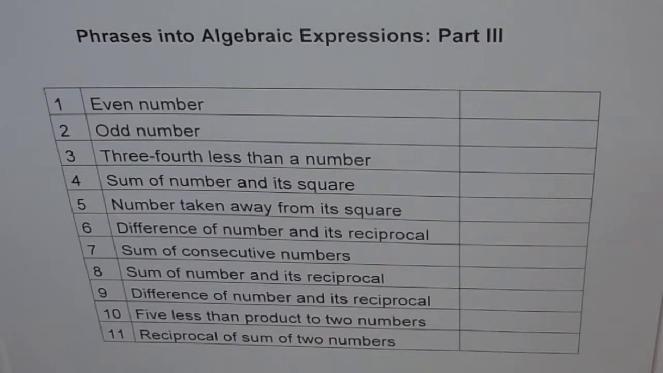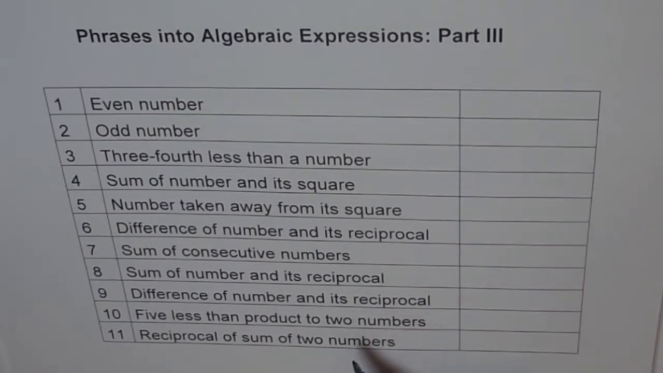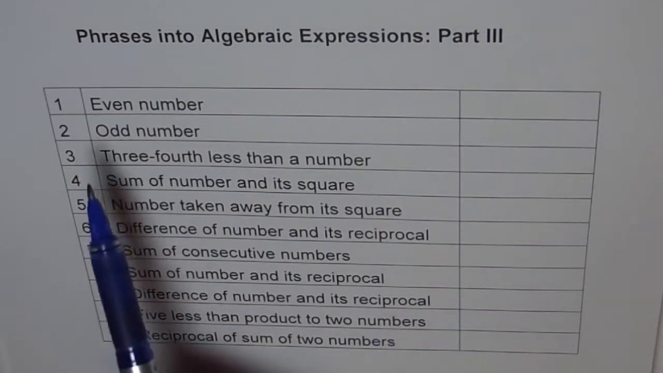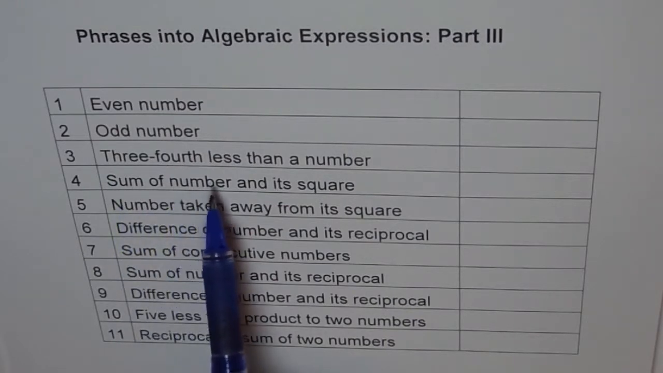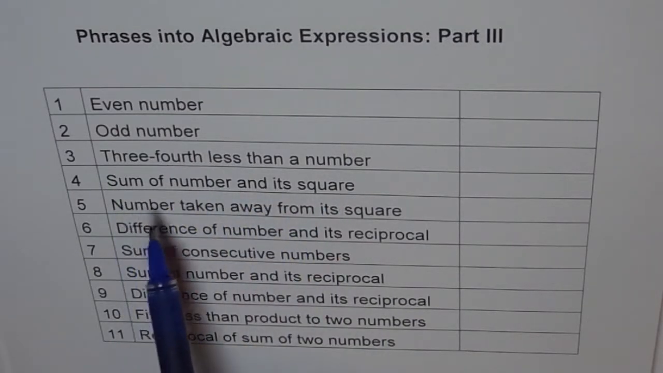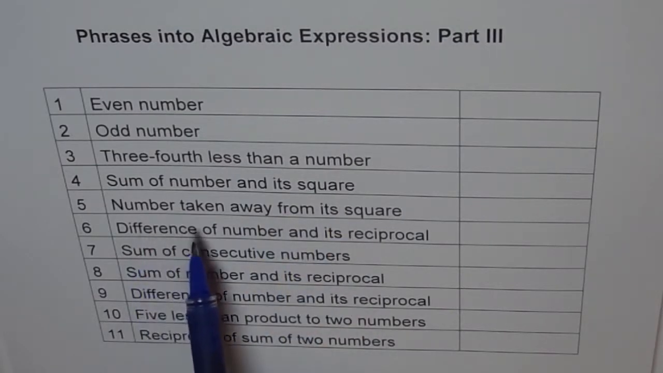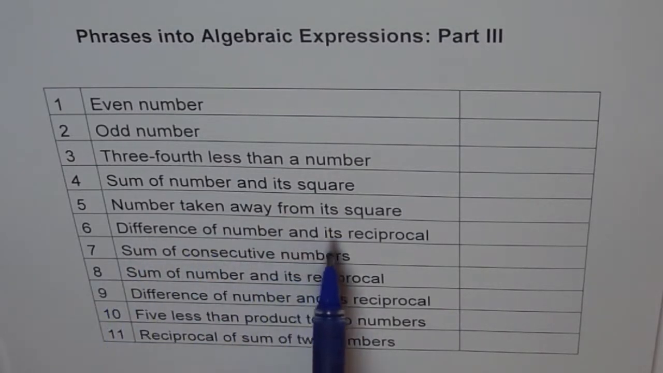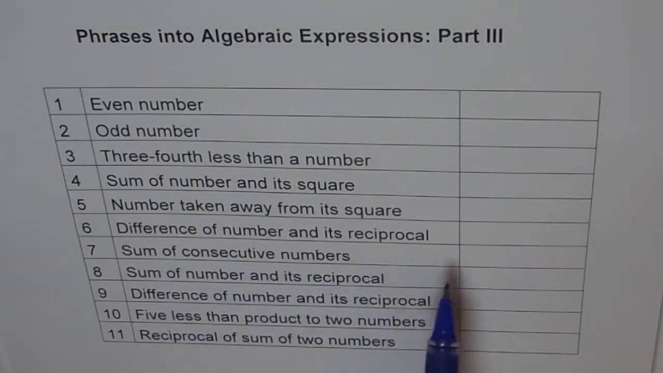Define your variable. So this time, I'm going to define my variable here itself and then write the expression here, okay? First, let me read them out. You make a copy of this, okay? Even number, odd number, 3/4 less than a number, sum of number and its square. Number taken away from its square. Difference of number and its reciprocal.